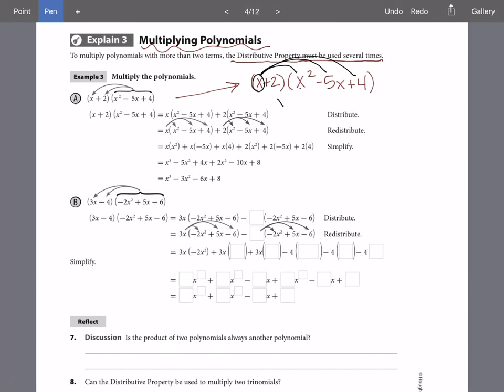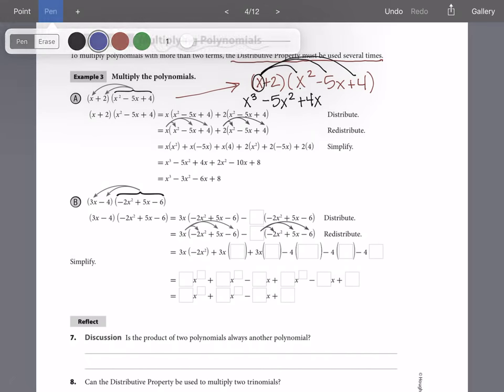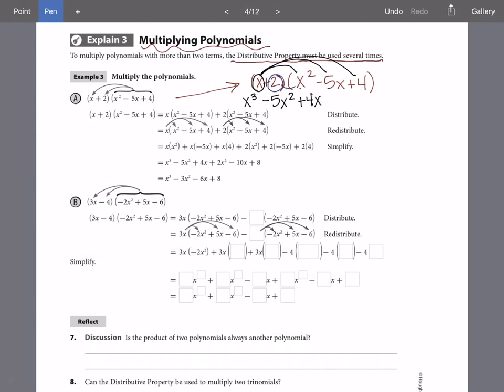I'm going to go ahead and write that over here a little bit more. So I have x cubed. x times negative 5x gives me negative 5x squared. And x times 4 gives me a positive 4x. Okay, and then I'm going to look at 2, because I'm also going to distribute that to all terms within my trinomial. So I have 2 times x squared, so I get 2x squared. I have 2 times a negative 5x, which gives me a negative 10x. And I have 2 times 4, which gives me a positive 8.